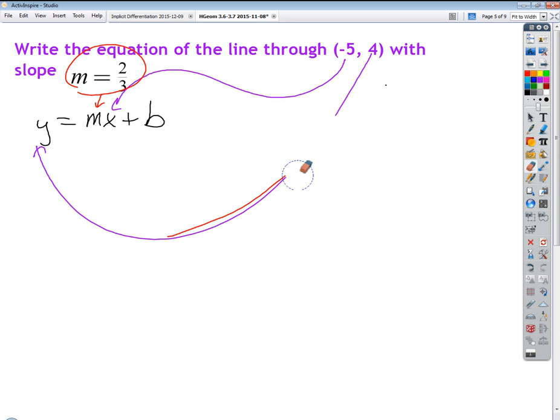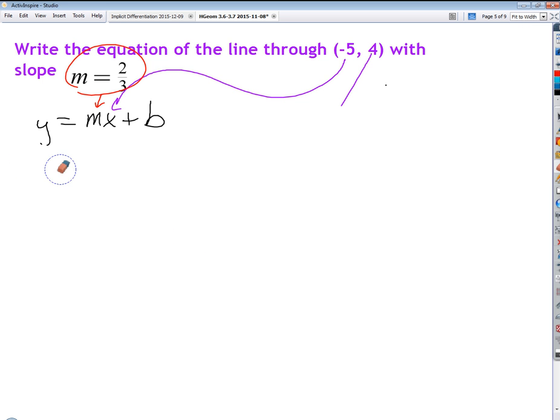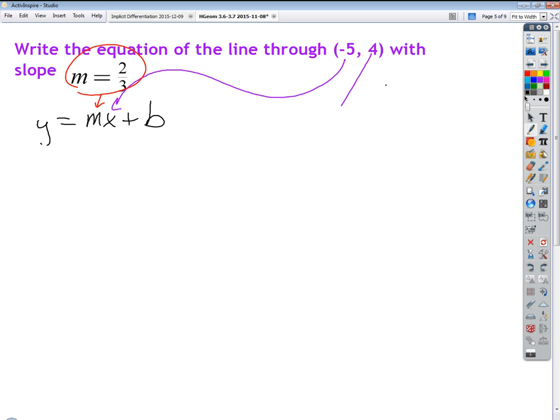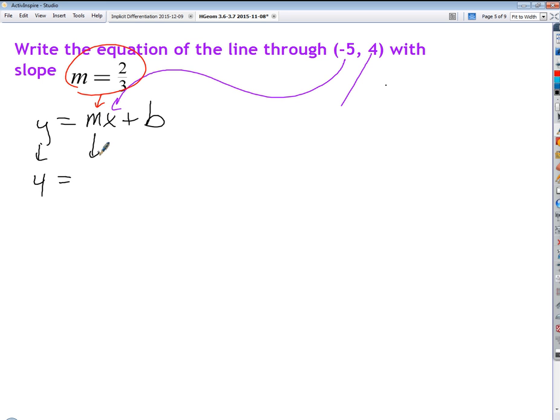And get what? So y is 4 equals 2/3 times -5 plus b. So what do I do to solve for b? Yeah, just simplify. Find that product, whatever answer I get, just move it to the other side and isolate b, right? So 4 equals, what fraction is that? -10/3, good. Because that's just a -5/1.